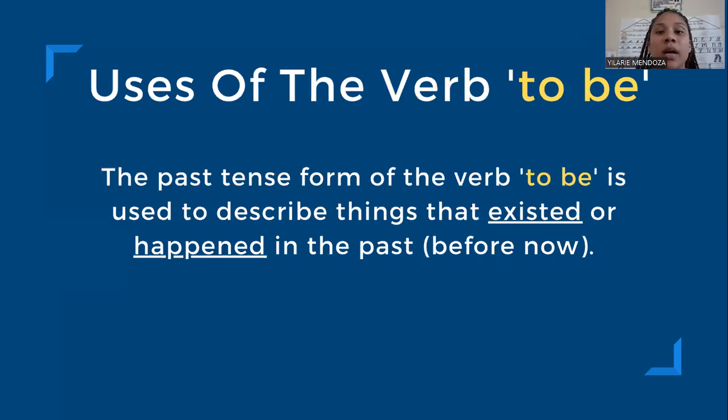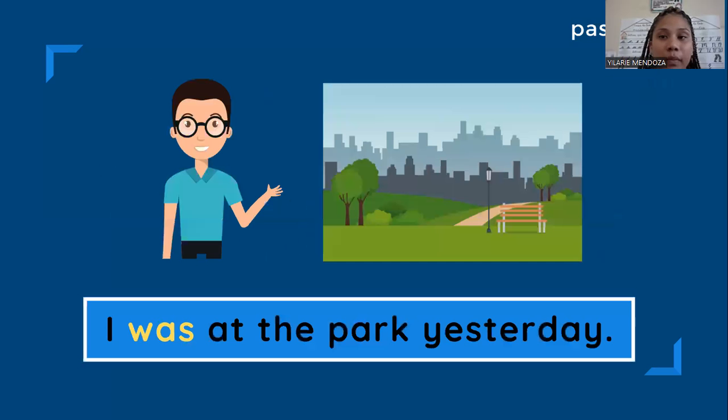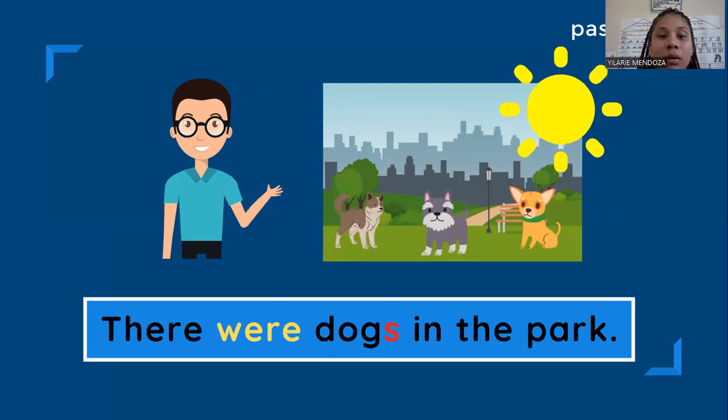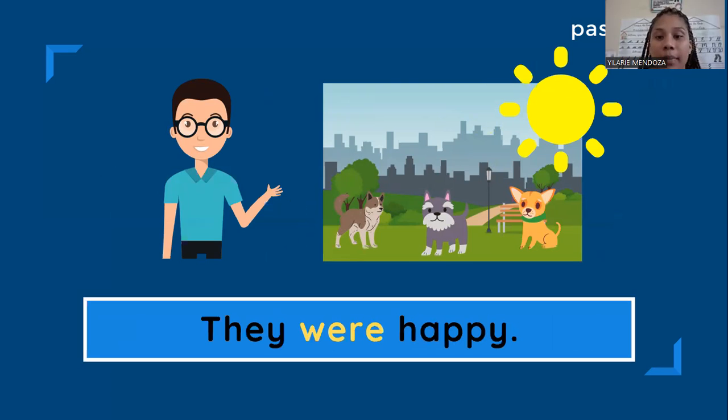We use the verb to be in the past to talk about a time that is said or happened in the past, before now. Practice number 1. I was at a park yesterday. It was sunny. There were dogs in the park. They were happy.